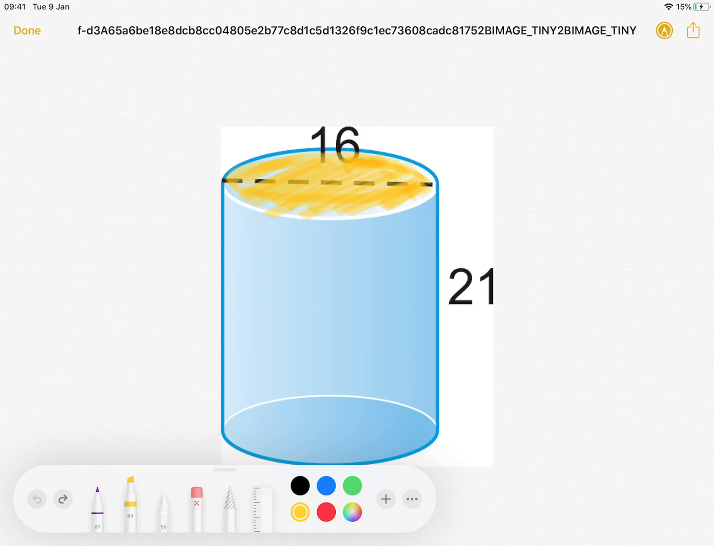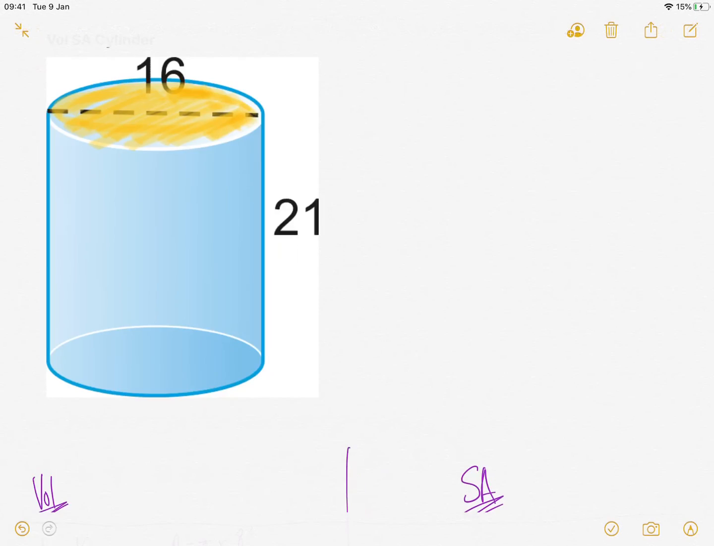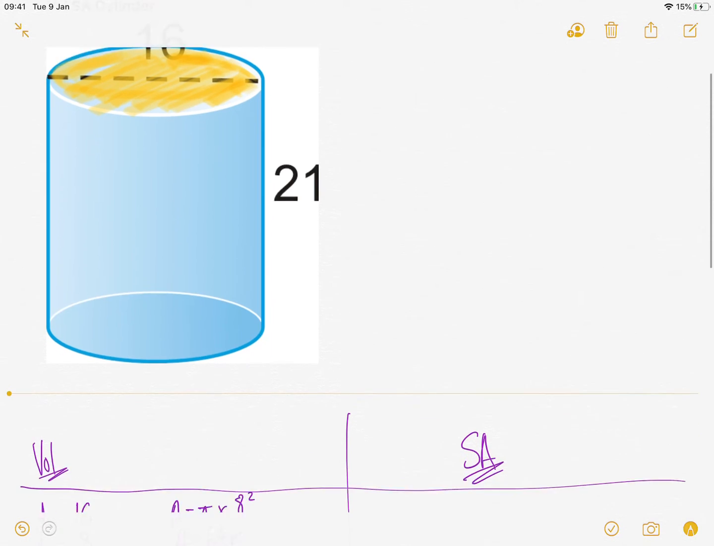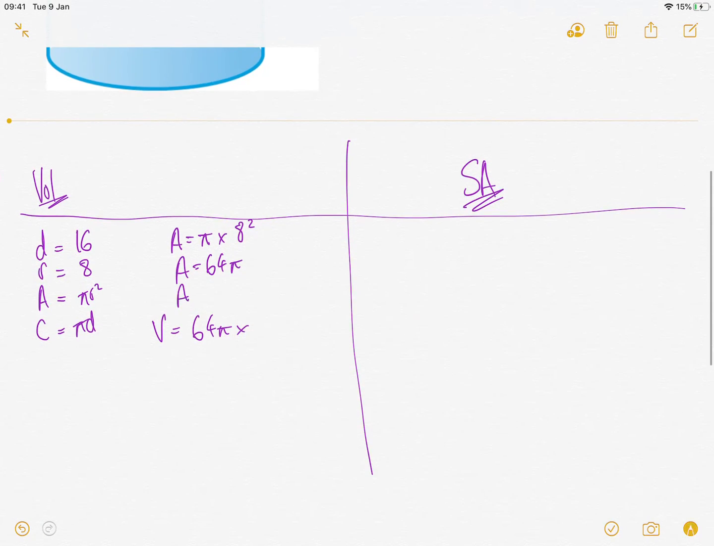I'm just going to get rid of it so it makes surface area easier later. So for volume, I need to do 64 pi times 21, and remember 64 pi, you can just type it into your calculator. I haven't got mine on me, unfortunately. I have to use my phone. 64 pi times 21 is 4,222.3 blah blah blah.